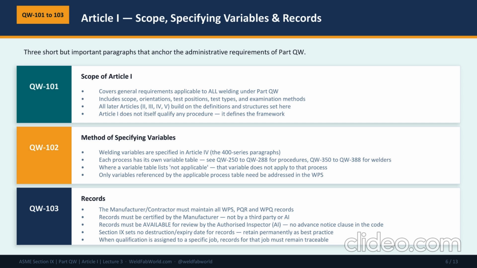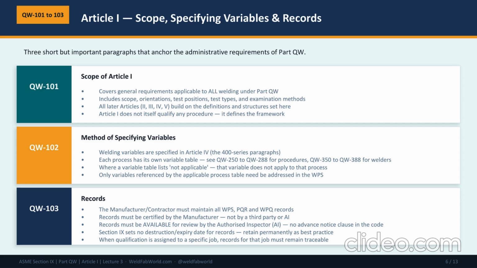Article 1 does not itself qualify any procedure. It defines the framework within which qualification happens. The key point is that every rule in Articles 2, 3, 4, and 5, the hundreds of paragraphs covering test coupons, test specimens, acceptance criteria, variable tables, and performance testing, all sit on the structural foundation that Article 1 lays.